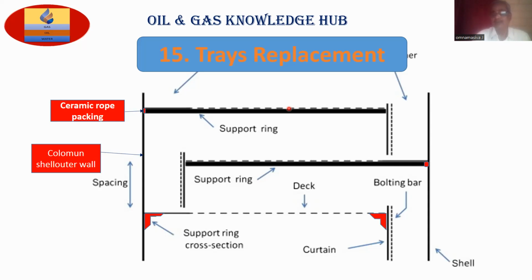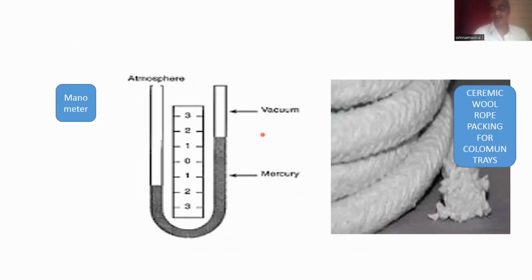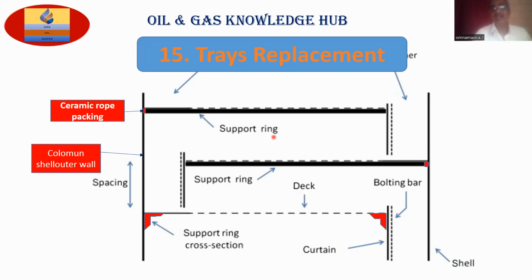So during shutdown, it has to be properly dried. We have discussed in previous videos what drying is, what flushing is, what steam flushing and water flushing are. This video will specifically talk about fractionation columns, tray replacement.